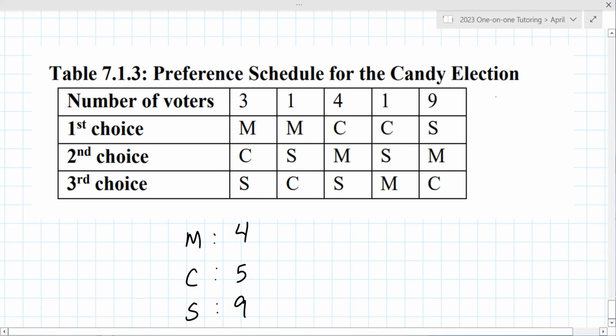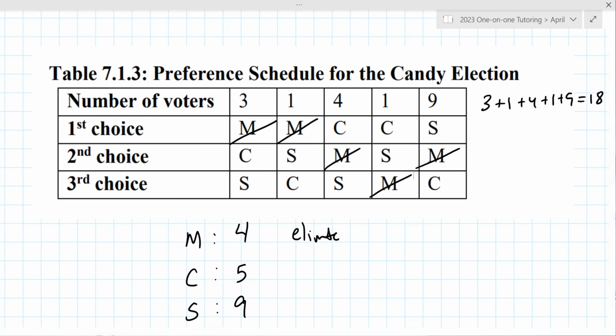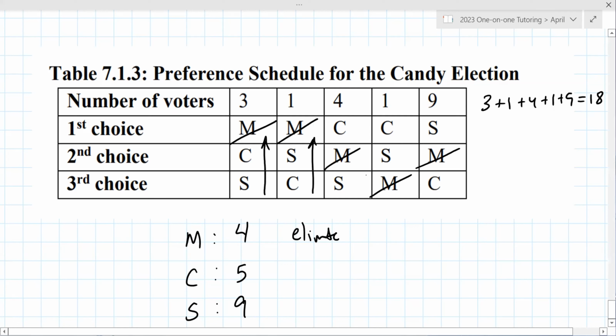Okay. And then I really should have had you do the total. 3 plus 1 plus 4 plus 1 plus 9. That is 18. So a majority, what would a majority be for 18? 10 votes. Yes, 9.5 you have to round up to 10. So S is not a majority. Which is the lowest in this group? Letter M. So you eliminate M. Gone, gone, gone, gone, and gone. Okay. And everything pushes up.